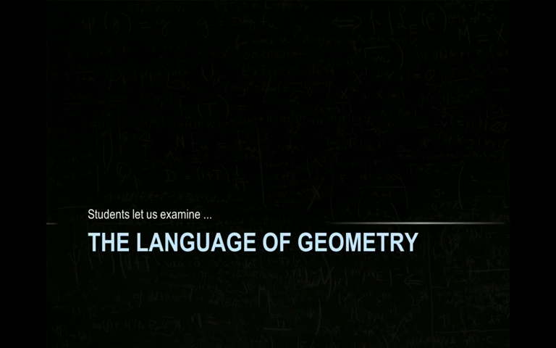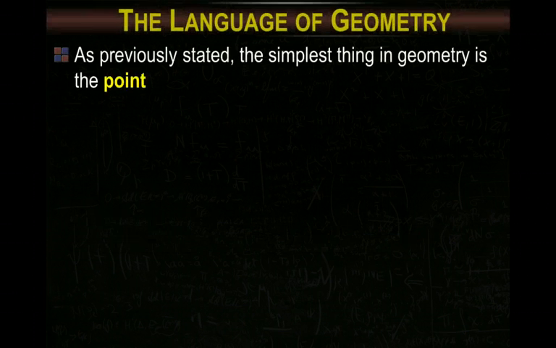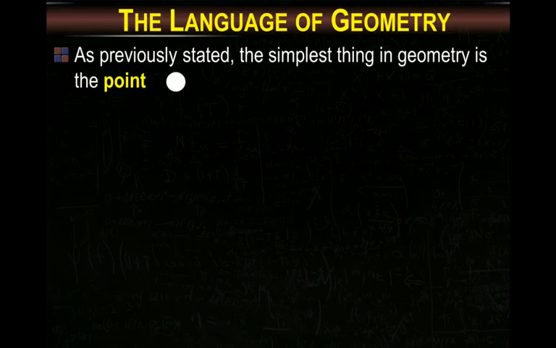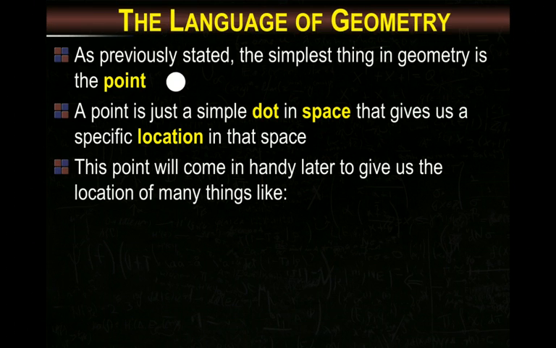What is the language that you're going to learn in geometry? This was the thing I tested you guys on in your diagnostic, and a lot of you struggled with this language. So let's look at the language. As I already stated, the simplest thing you can say in geometry is just a point. A point is just a simple dot in space, because all that dot does is give you a location. Okay? Now this is the starting point though.